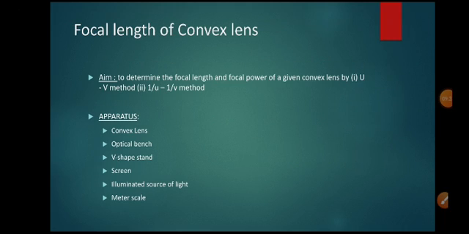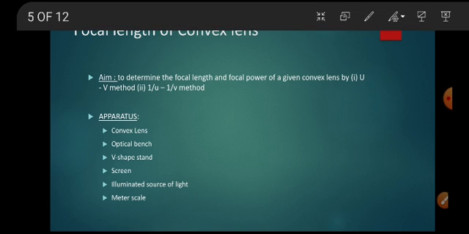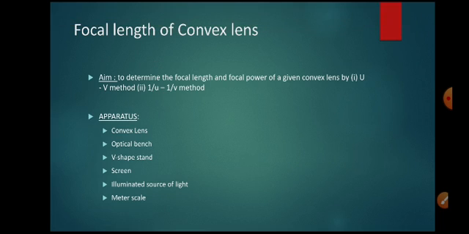So now you have to determine the focal length and focal power of a given lens by the UV method, and by the 1 by U 1 by V method. Sometimes you have to determine both the focal power and focal length by any method. So a question arises like this: find out or determine the focal length and focal power of a given lens by the UV method, or determine the focal length of a given lens by the UV method and plot a UV graph.